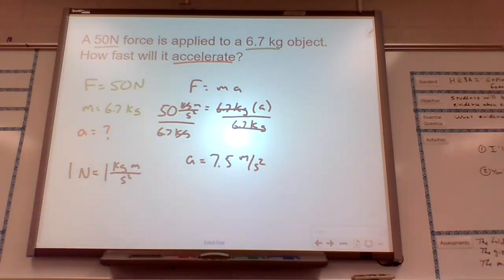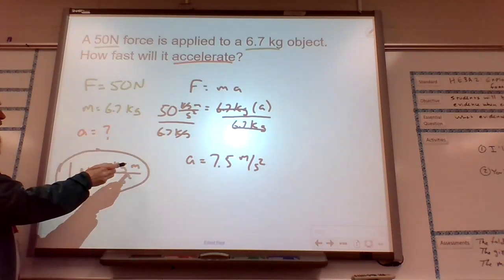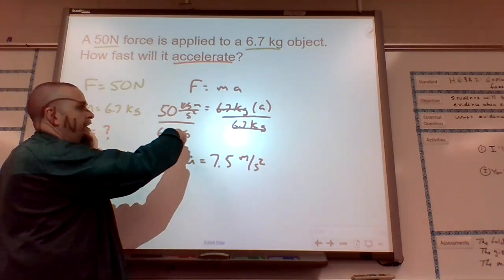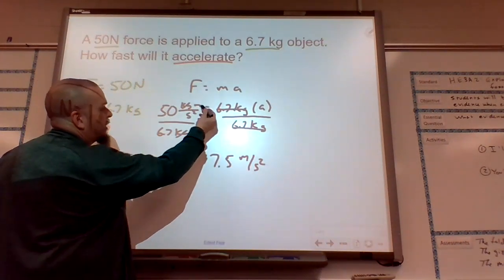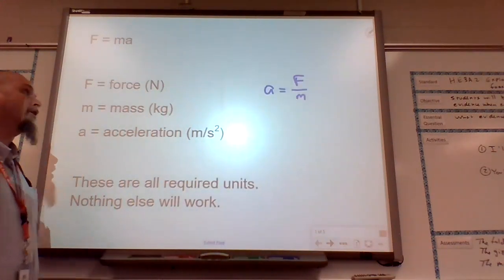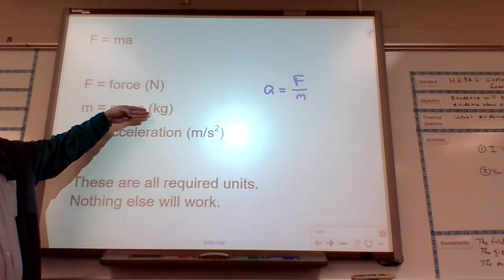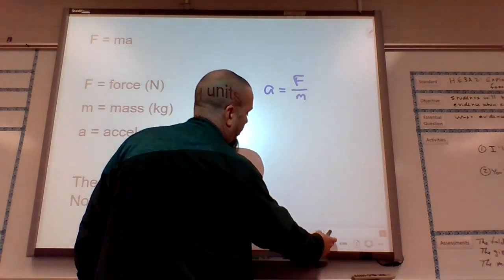So again, you can go through this and use 1 Newton equals 1 kilogram meters per second squared if you want to see how the units cancel out, how they play out, and see where this meters per second squared really comes from. Or you can just know, since I had newtons and I had kilograms, I'm going to get meters per second squared for my acceleration unit.